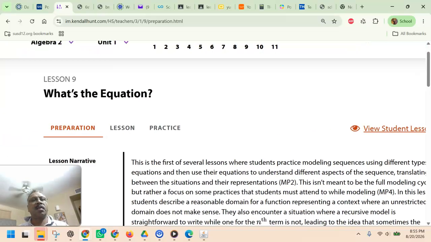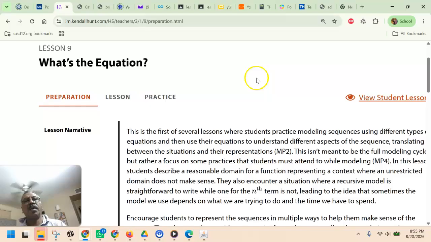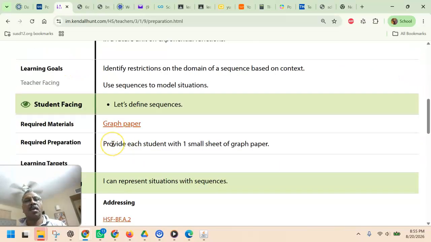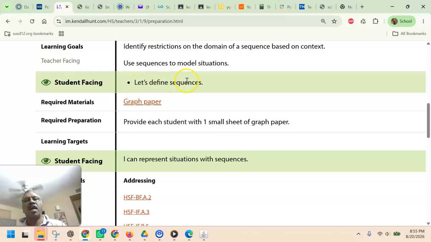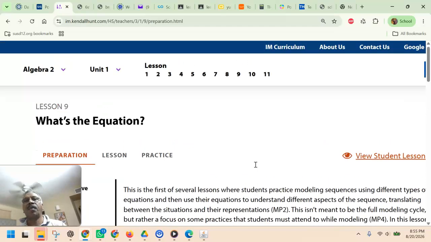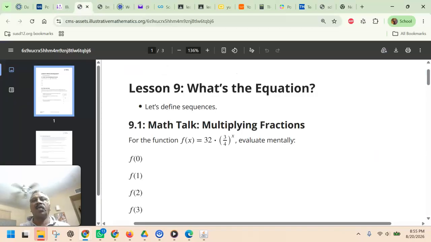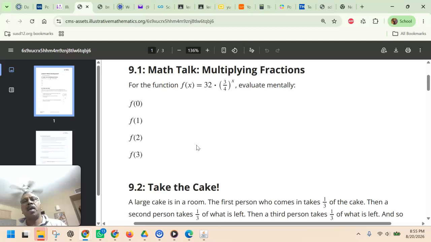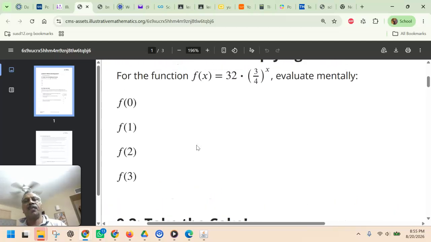So the lesson name is what's the equation? The goal of this lesson is to define sequences, and also to represent situations with sequences. So that means a lot of examples. I'll go straight away to the student's task, which shows here: what's the equation? See? So 9.1 they gave you.